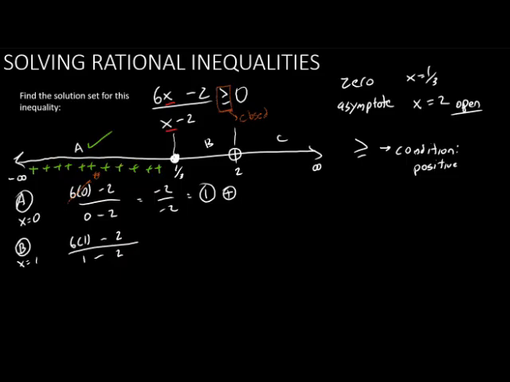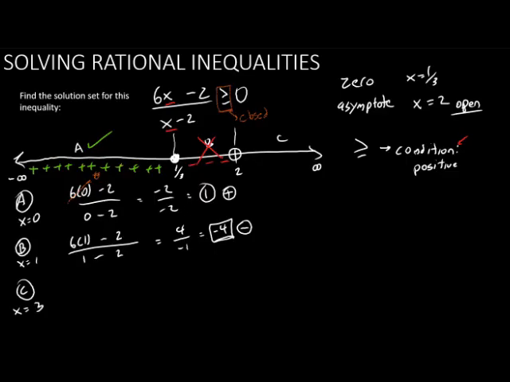If we plug 1 in for x, we'll have 6 times 1 minus 2 over 1 minus 2. Well, 6 times 1 is 6, minus 2 gives 4. And then 1 minus 2 gives -1. If we take 4 over -1, we'll get -4, which is a negative answer. This means region B must be negative. But since our condition was that we must return positive, B does not match, and it cannot be part of the answer.